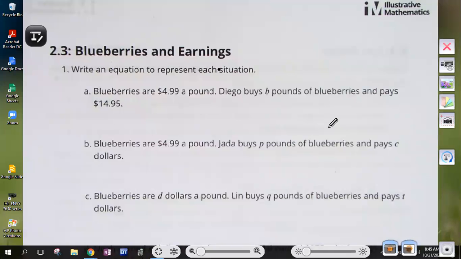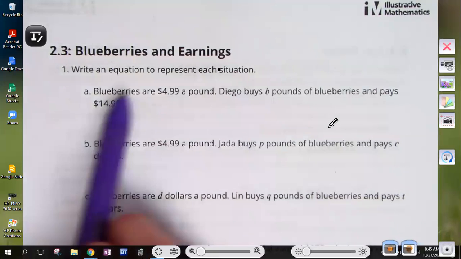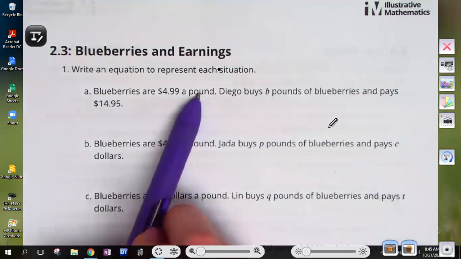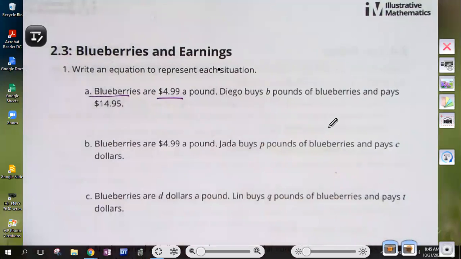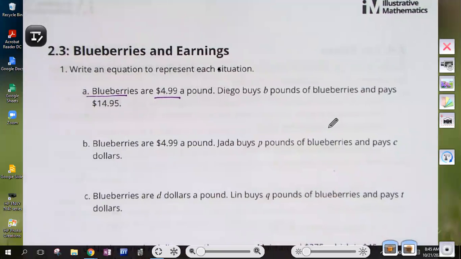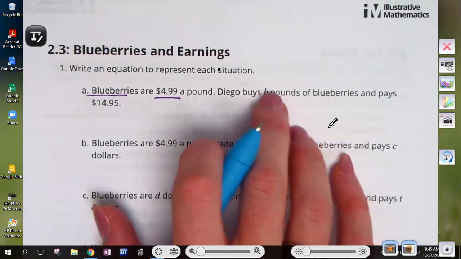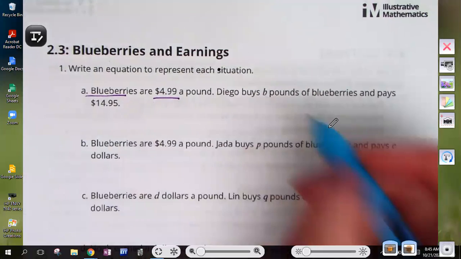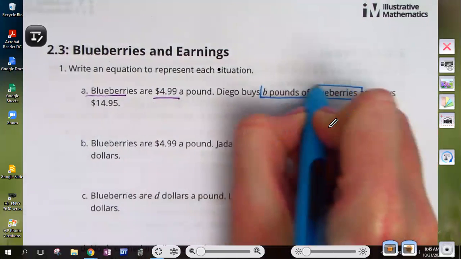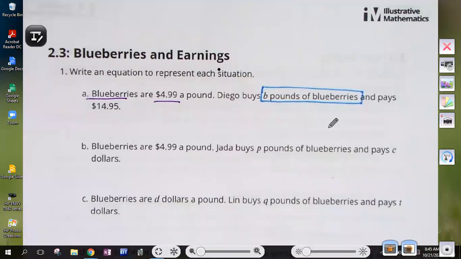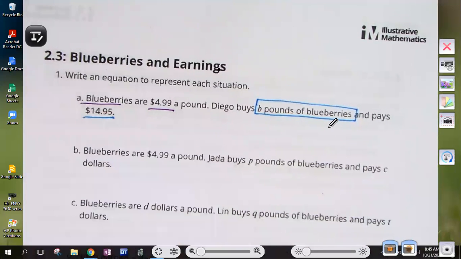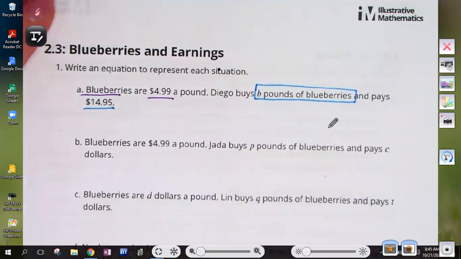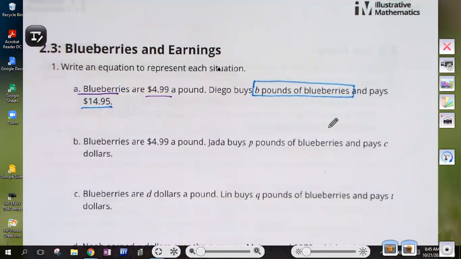So the first one, it says blueberries are $4.99 a pound. Okay, that's important to know. So blueberries, $4.99. And Diego buys B pounds. So if I'm looking at the variable B, what is it talking about? Pounds of blueberries. And he pays $14.95. So blueberries are $4.99 per pound. Diego buys B pounds of blueberries and pays $14.95.